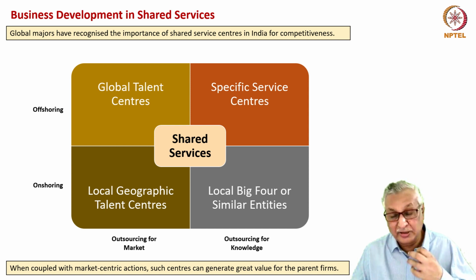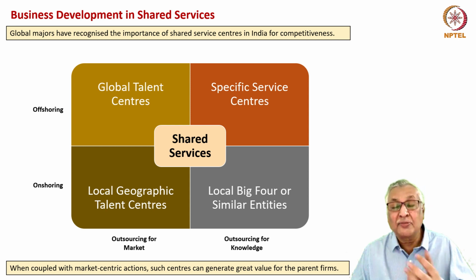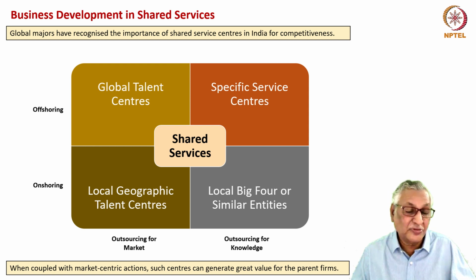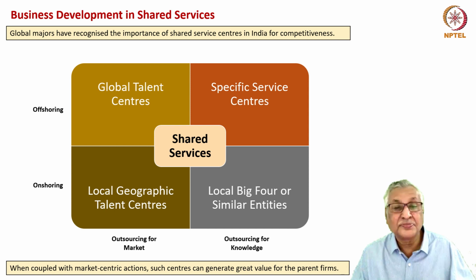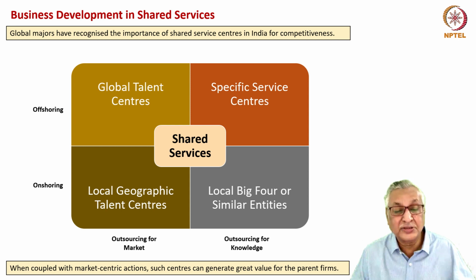You can give away your entire compensation management to a company such as Mercer in the past, or companies which specialize in those kinds of activities. That is a local geographic talent center. You are outsourcing for market and at the same time you are offshoring. Then you generate global talent centers. That is, you require it for your benefit in those markets and you have given it to somebody else.